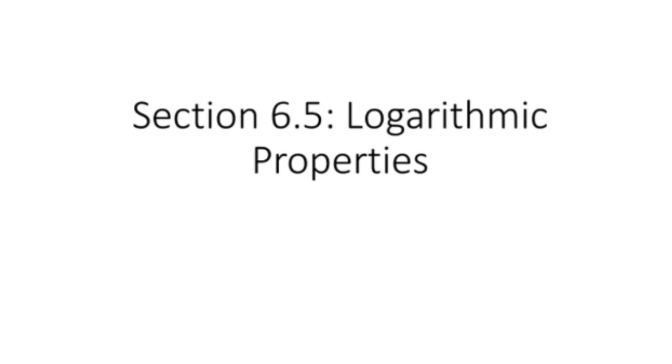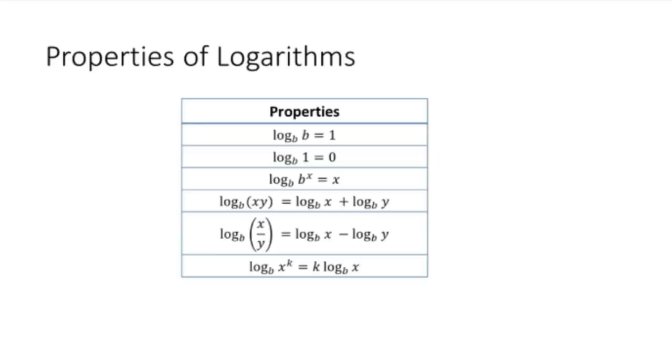Section 6.5, Logarithmic Properties. We're going to take a look at a few important properties of logarithms. The first property is log base b of b equals 1. The reason why this is true is because we know that b to the first power equals b. If I convert b to the first equals b to its logarithmic form, that'd be log base b of b equals 1.